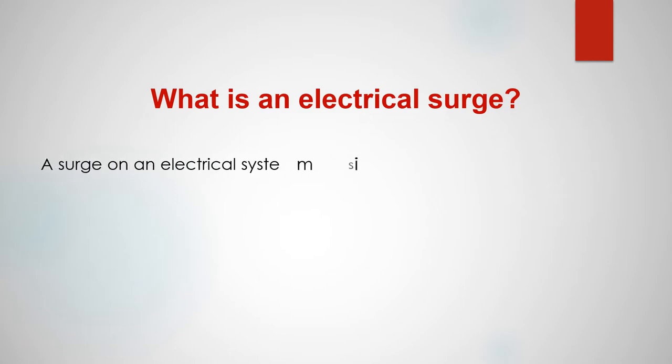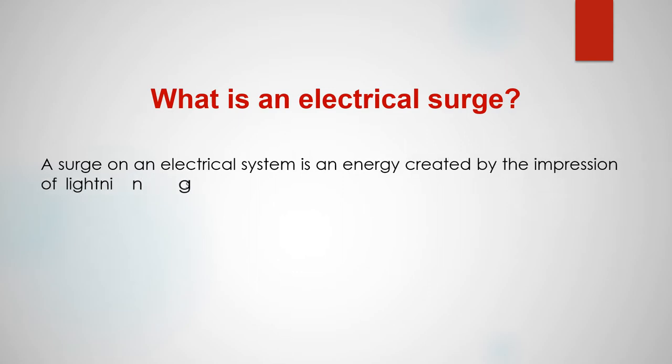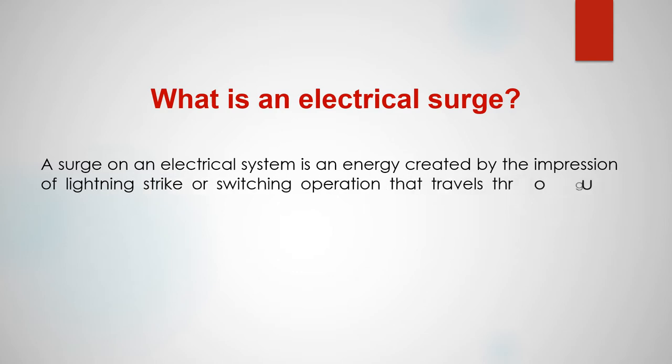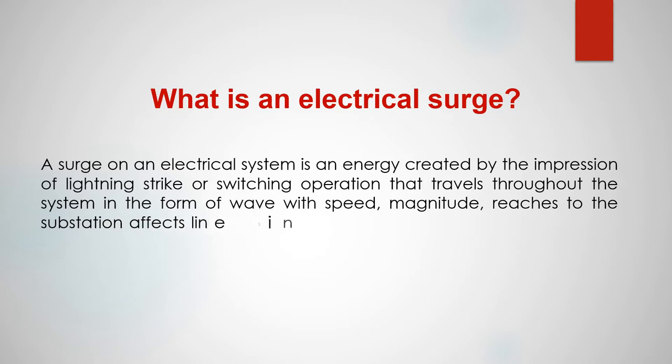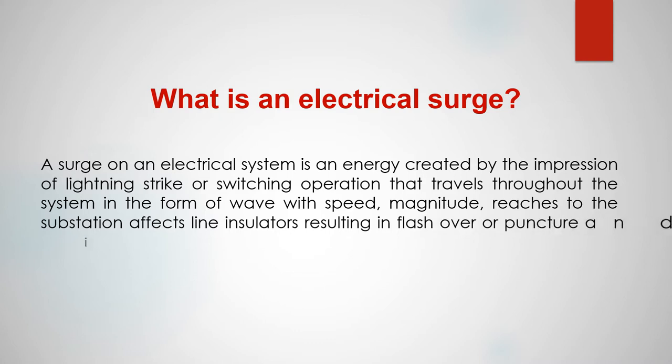Now come to the point. What is an electrical surge? A surge on an electrical system is energy created by the impression of a lightning strike or switching operation that travels throughout the system in the form of a wave with speed and magnitude, reaches the substation, and affects line insulators, resulting in flashover or puncture. The insulation of the equipment is also stressed.